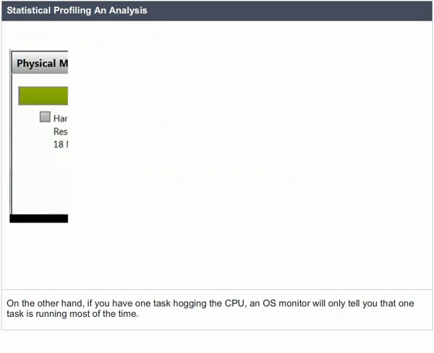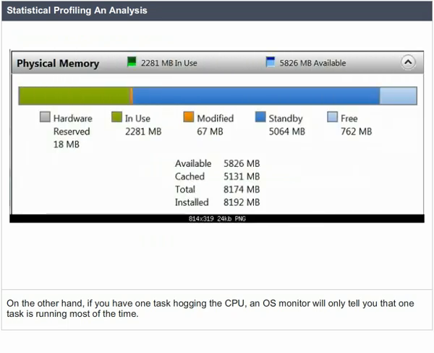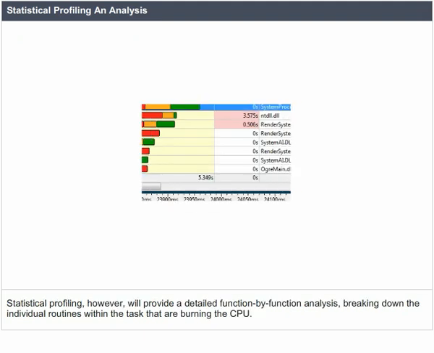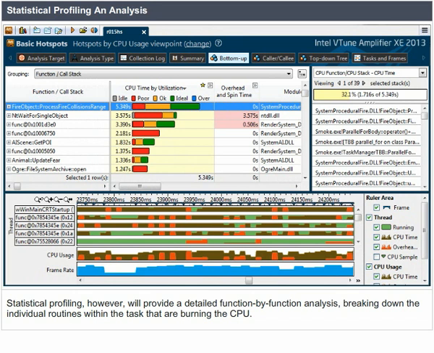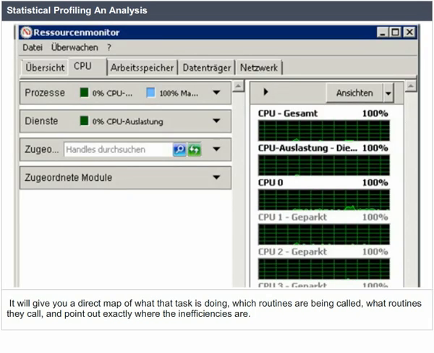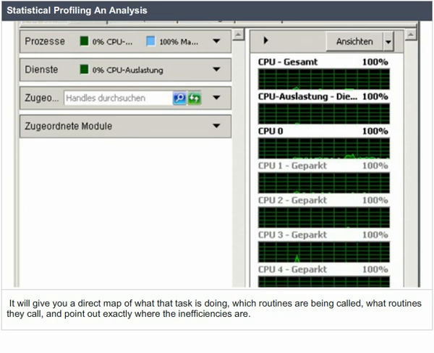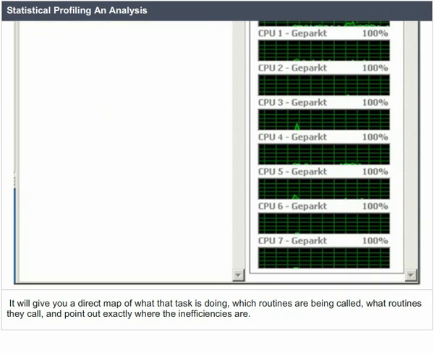On the other hand, if you have one task hogging the CPU, an OS monitor will only tell you that one task is running most of the time. Statistical profiling, however, will provide a detailed function by function analysis, breaking down the individual routines within the tasks that are burning the CPU. It will give you a direct map of what that task is doing, which routines are being called, what routines they call, and point out exactly where the inefficiencies are.